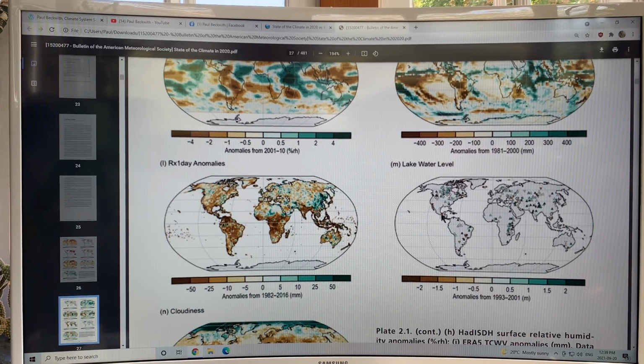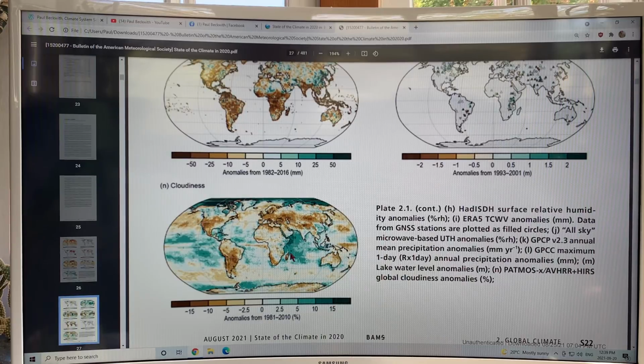Lake water levels. You can see in the areas where there's lots of rainfall, you get positive anomalies. And in regions where there's not a lot of rainfall, you get some negative anomalies.